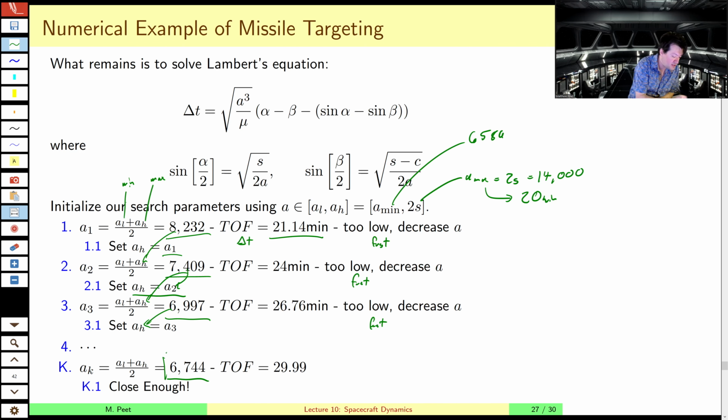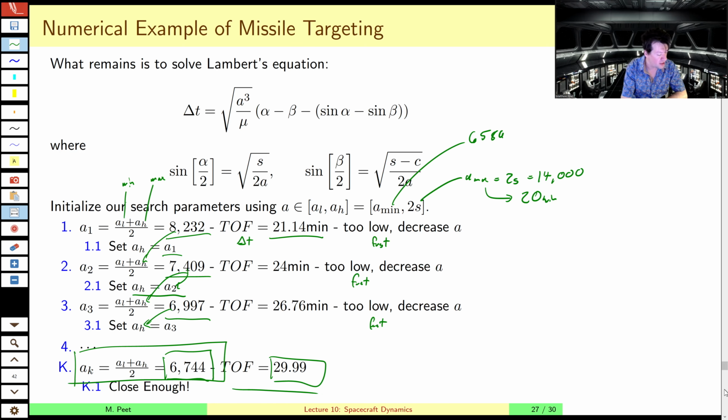of 6,744 kilometers, and that has a corresponding time of flight of 29.99 minutes. And so we figured, hey, that's pretty good. We can do a little course correction at the last minute or something like that. So we'll keep that value of A. So our A here is 6,744 kilometers out of our bisection, with far too many steps here to list on one slide.